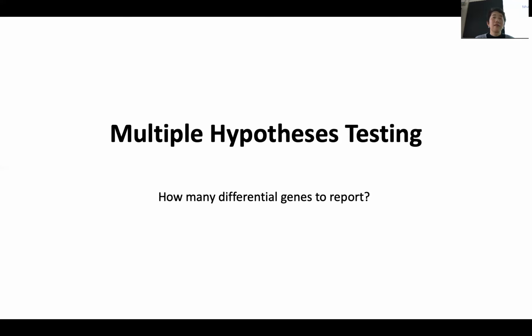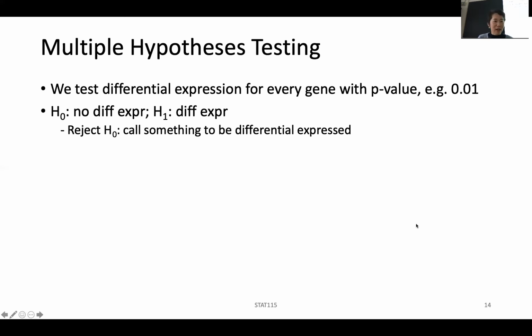No. Suppose you use a p-value of 5%, you have 10,000 genes, 500 of them will be significant just by chance, because they are false. Right. Yeah. That's definitely the right answer.